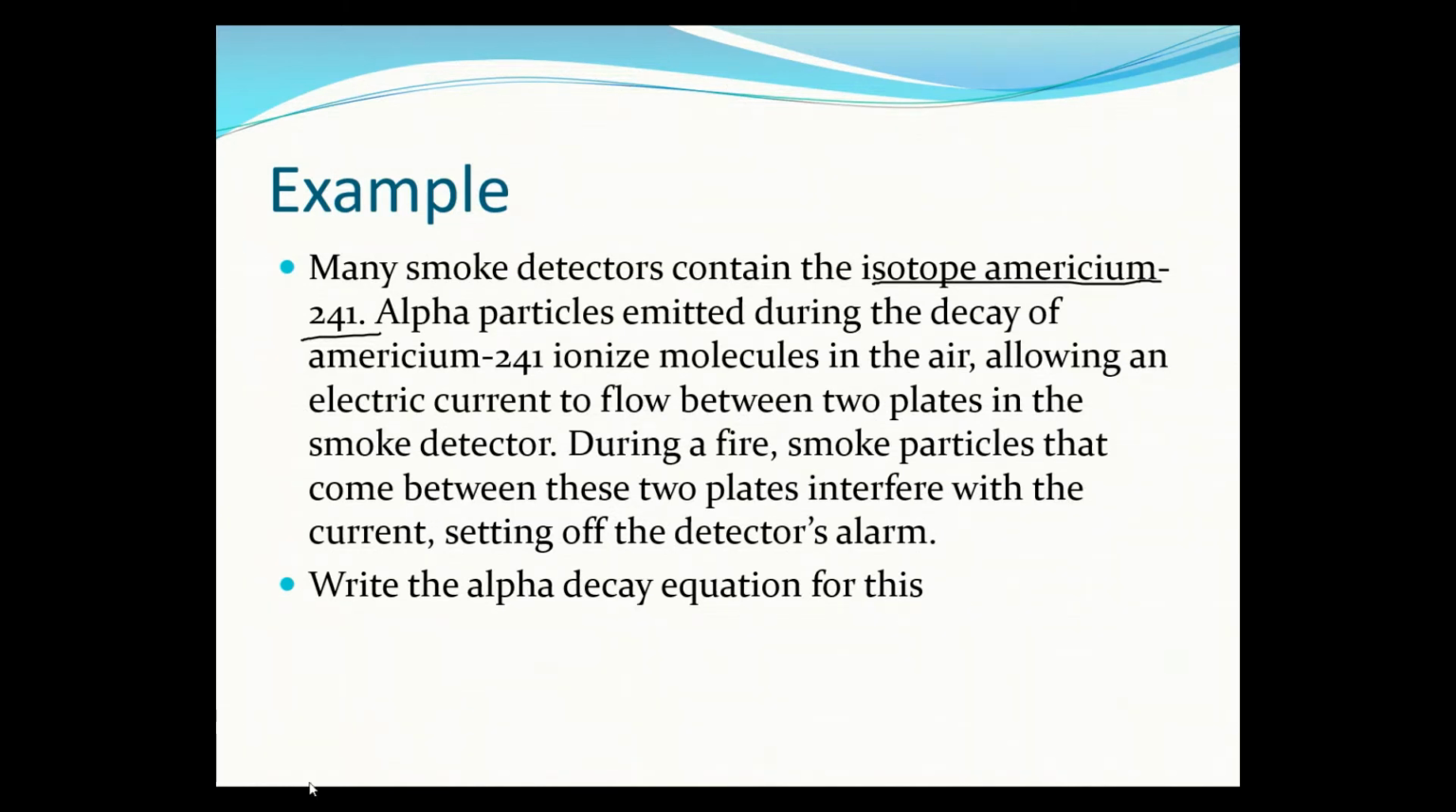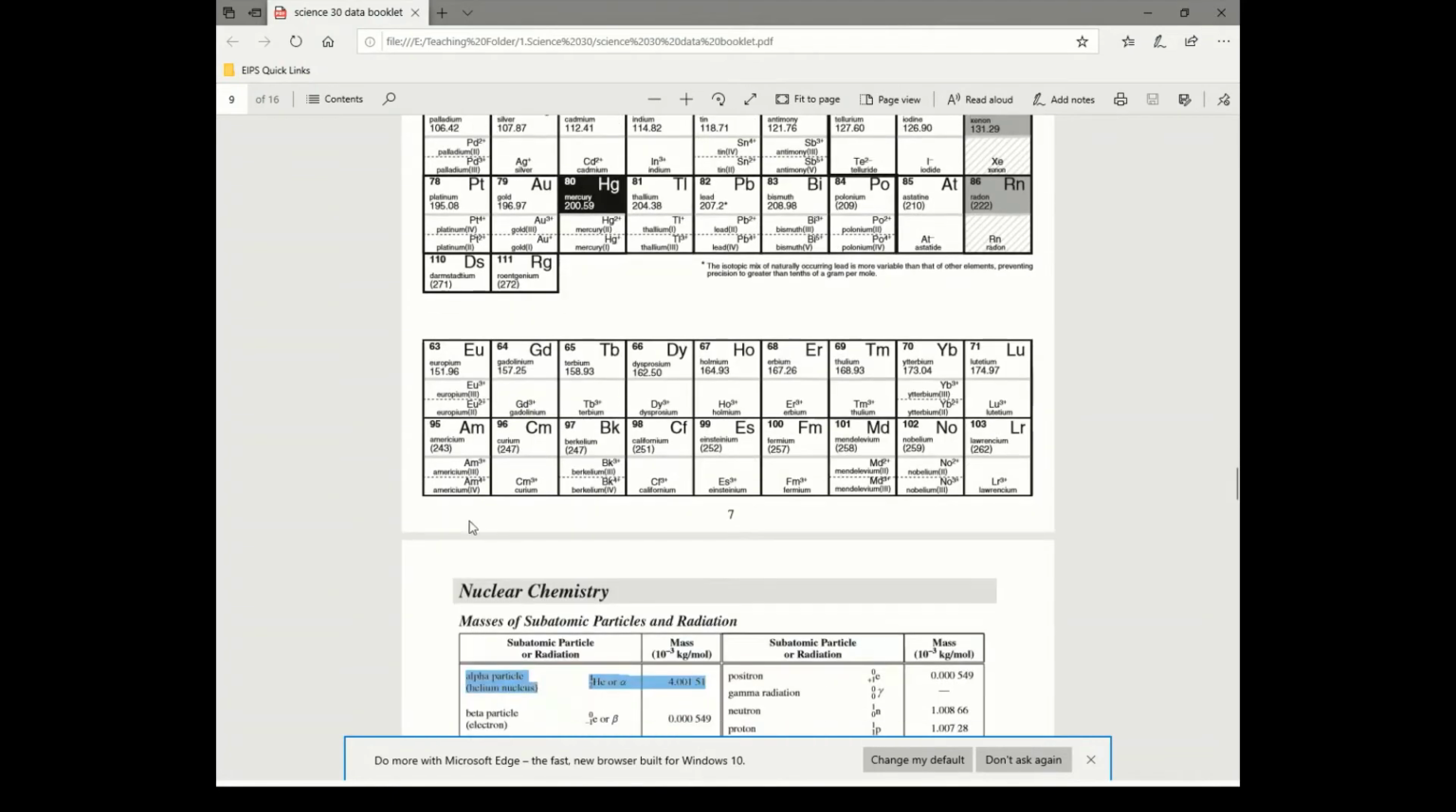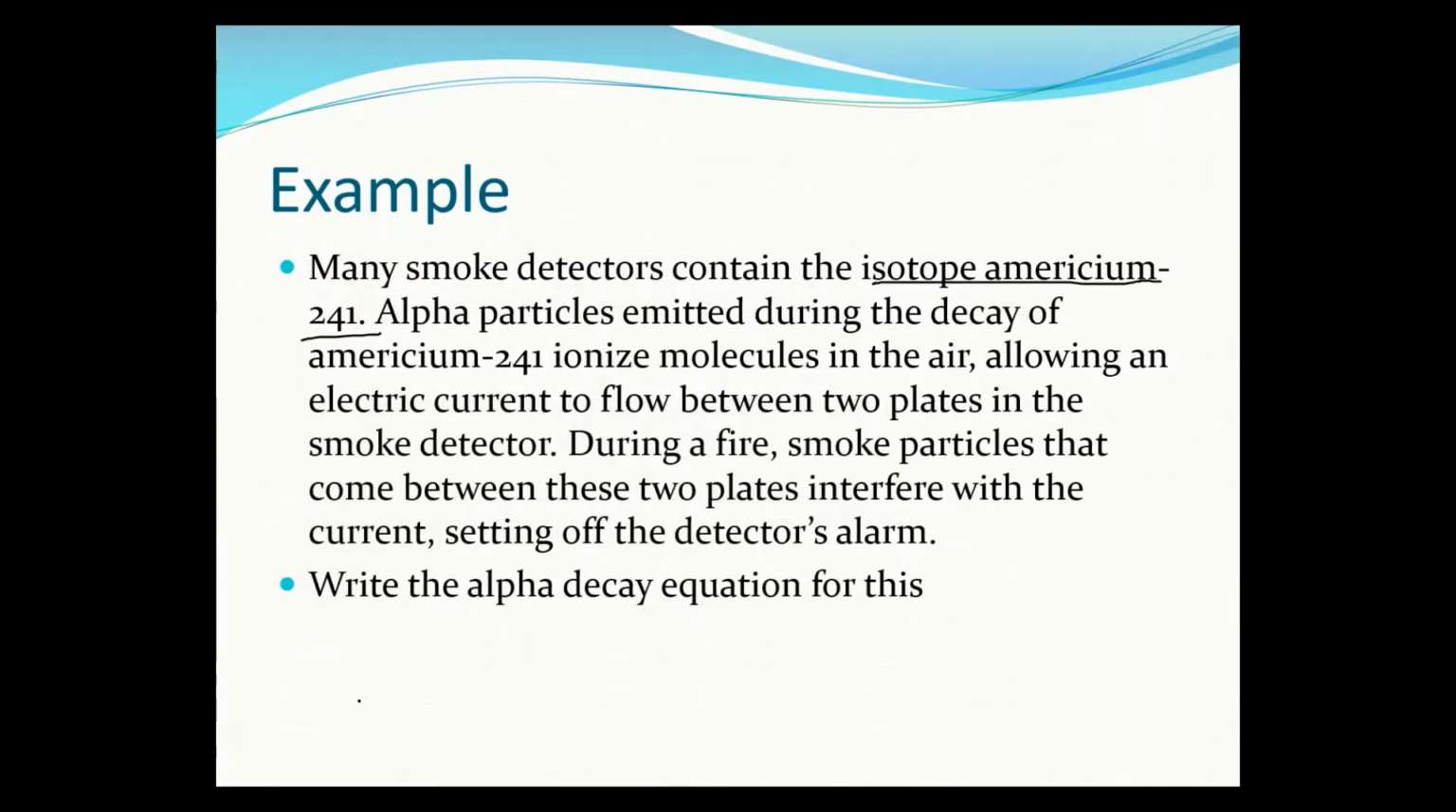Americium 241. We can look that up in our data booklet. So here's americium 241. Americium has 95 protons, and it's got a mass of 241. So we have Am 241, and it's got 95 protons. What that americium does is it emits an alpha particle. You can write it any way that you want. I'll write it like this for this example. So it emits that alpha particle.